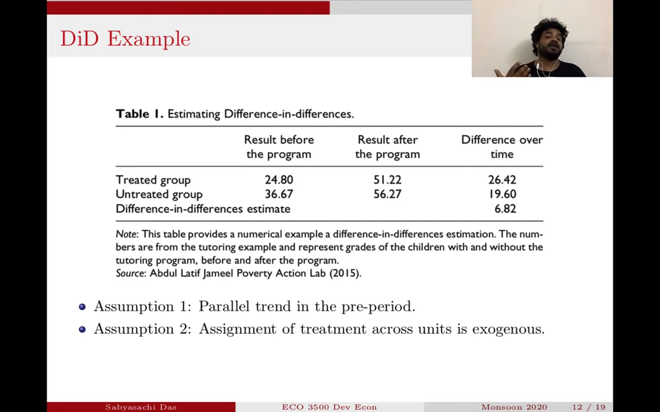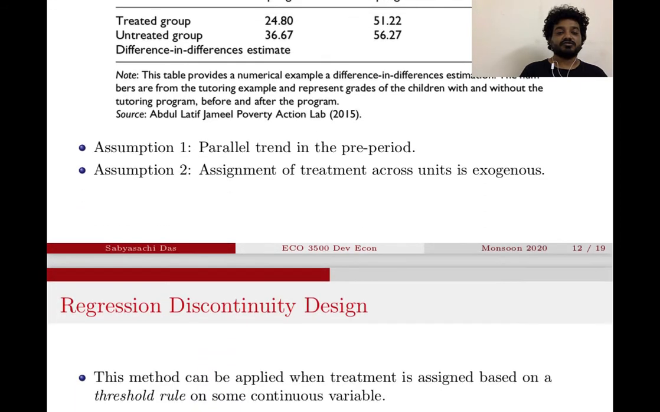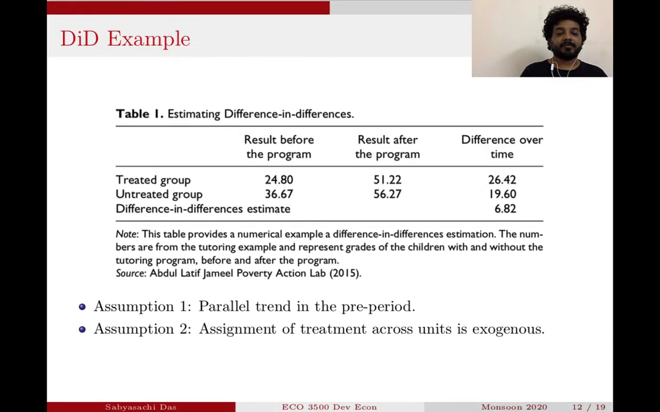Of course, you still have to argue that there are no other things happening in parallel. So you still have to demonstrate that your estimate does not suffer from omitted variable bias. So it's not the case that when there was the tutoring program, there were some other supplementary programs also happening. You have to argue that that's not happening. So that is the difference in difference example.